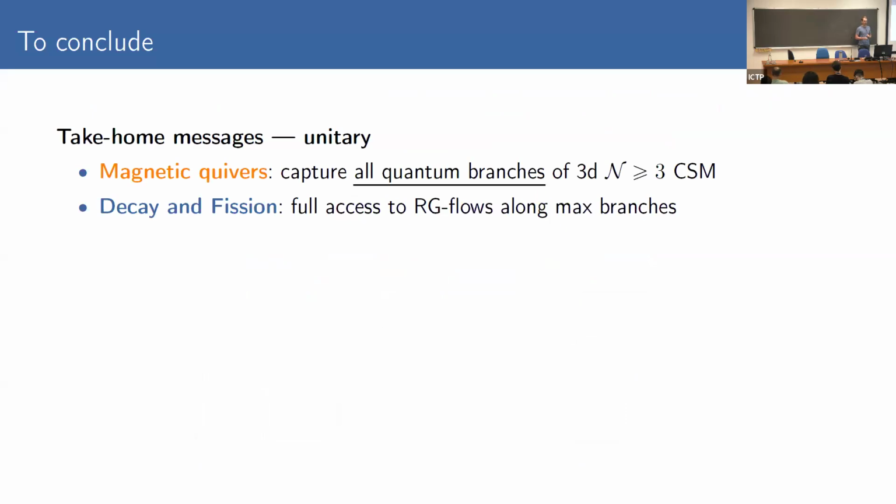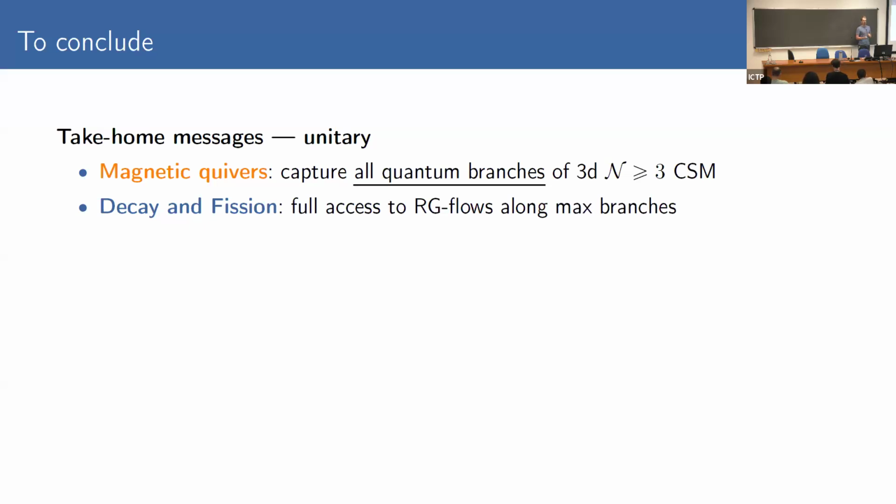Okay, what do I want to conclude with? Well, the conclusion is twofold. If you can afford, stay unitary. That's a very nice way of doing computations, because here we have less difficulties. We have a very nice way magnetic quivers capture the quantum branches. We have decay fission working very nicely, and your life is very satisfying.